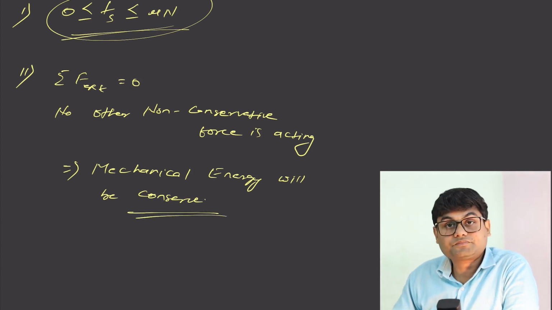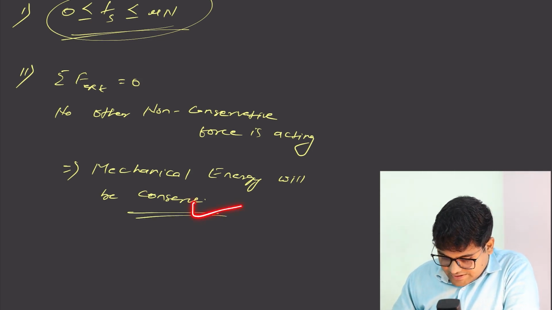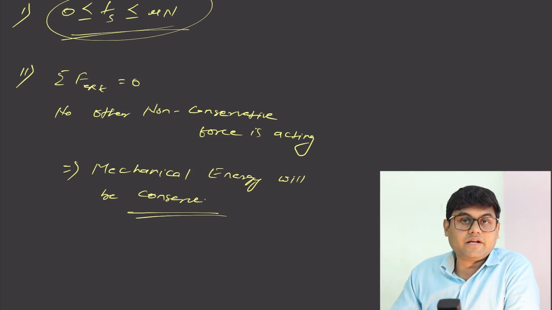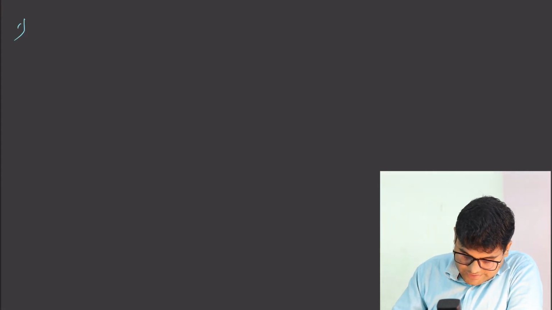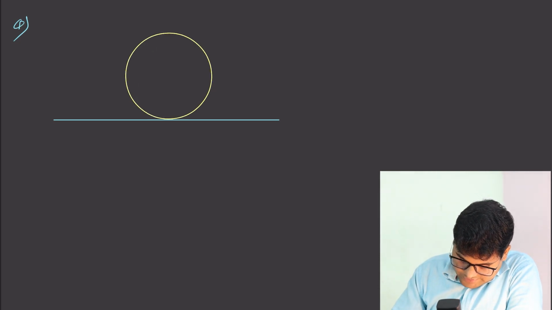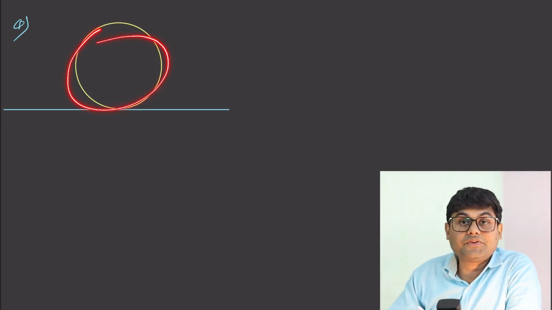Okay, so these are the few points which we should take care of. Let us solve one example, like how to solve problems related to it. Let us take one example. Okay, let's say this is a surface and this surface is stationary, and let's say this is a round shape object, and let's say this is a sphere. This object is a sphere.